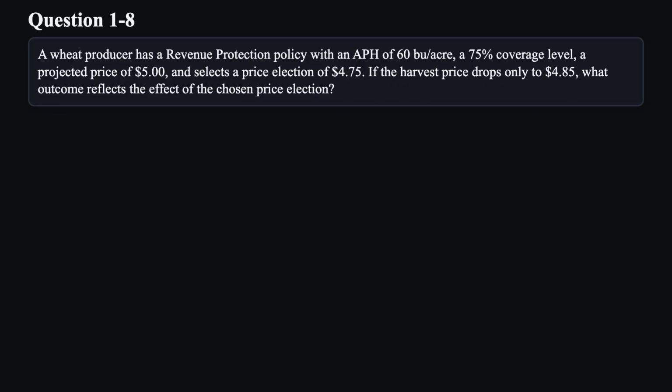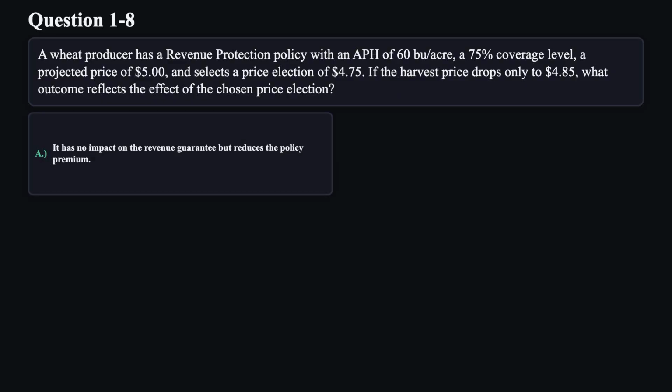Question 8. A wheat producer has a revenue protection policy with an APH of 60 bushels per acre, a 75% coverage level, a projected price of $5, and selects a price selection of $4.75. If the harvest price drops only to $4.85, what outcome reflects the effect of the chosen price selection?